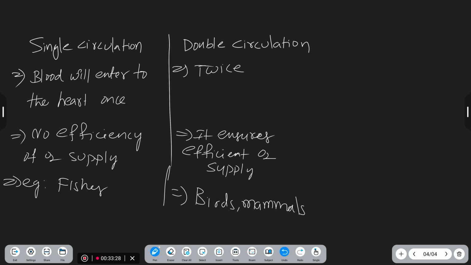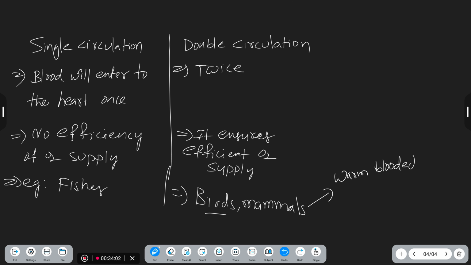So what is single circulation and double circulation? In single circulation, the blood will enter the heart once. The blood will enter the heart twice in a double circulation. Understood? So single circulation is not efficient to supply oxygen. But complex organisms like birds and mammals are warm-blooded animals, so they need more energy.